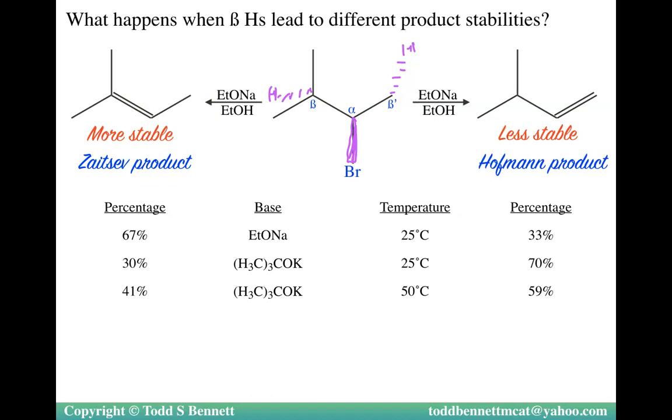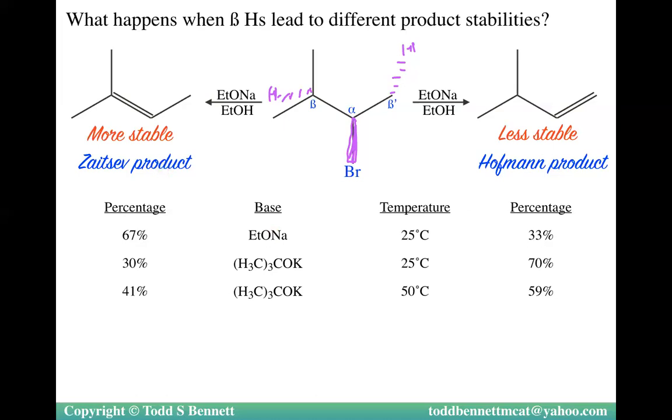So it's a pretty good increase. But the key thing we're really trying to emphasize is that the small base is going to take the more stable one because it can fit in there. The bulkier base has to take the less crowded one. So it's a kinetic versus a thermodynamic situation. Now we're going to call it a Hofmann product and a Zaitsev product.